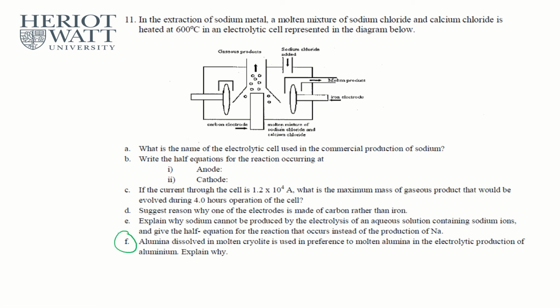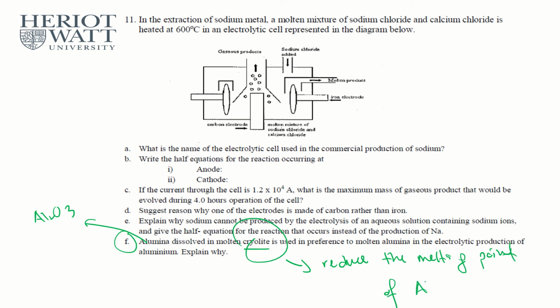Okay, F. Alumina, or so-called bauxite, aluminium oxide, that's the ore of aluminium, dissolved in molten cryolite, is used in preference to molten alumina in the electrolytic production of aluminium. Why do you need to dissolve in molten cryolite? Because cryolite reduces the melting point of alumina because it needs to be in a molten state. So if you put it into cryolite, it makes it easier for the alumina to be melted before the electrolysis takes place.